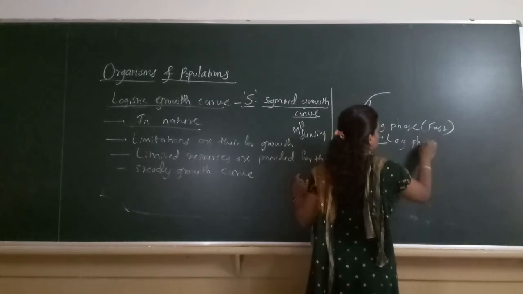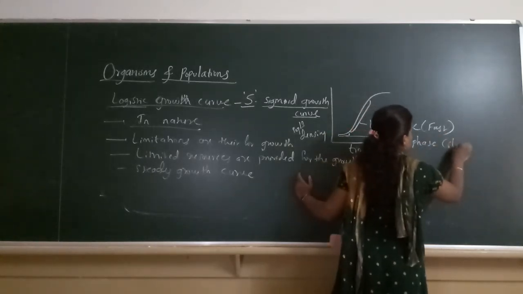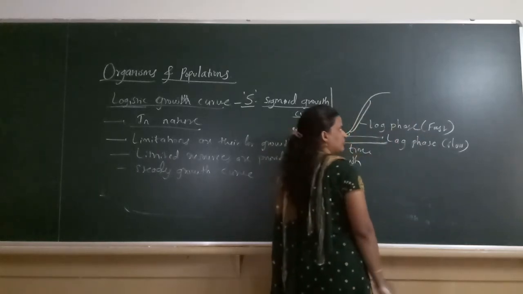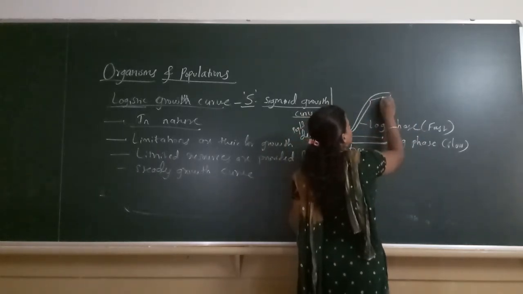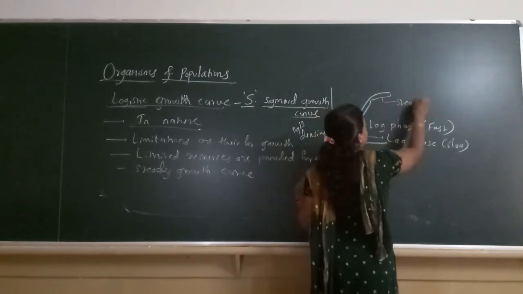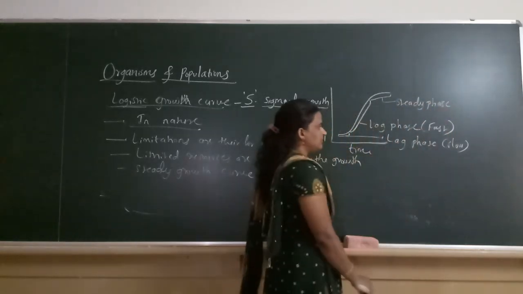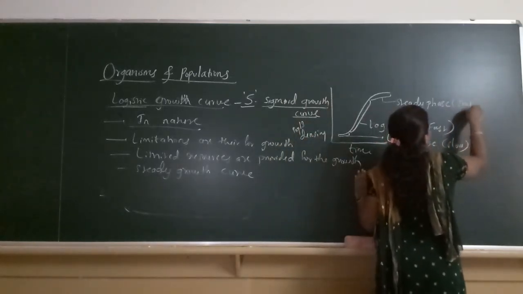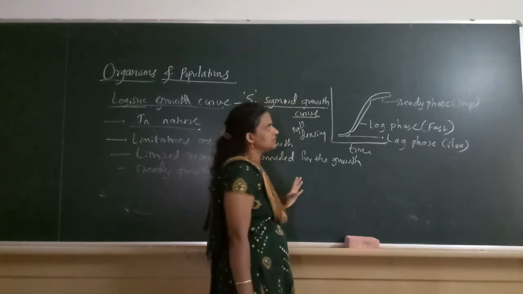Lag phase, that is a slow growth. From this to this, that is called log phase, fast growth, and from this to this is called steady phase. Okay, means very slow, or stop the growth. Okay, that is called steady phase.